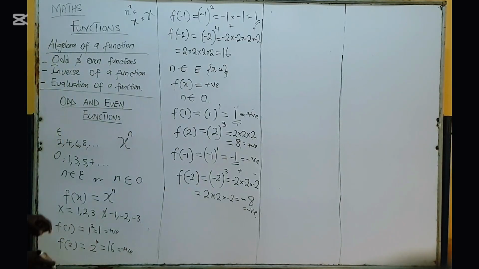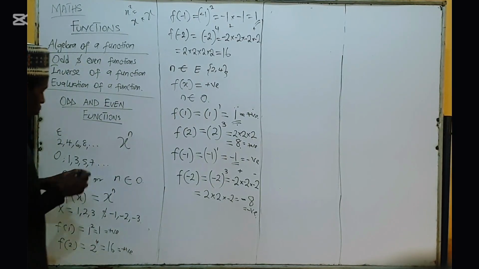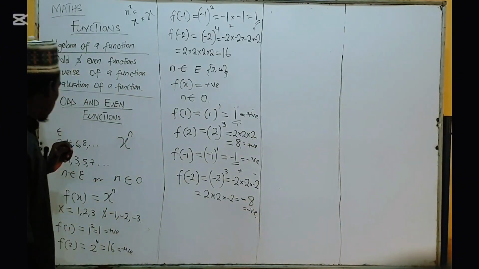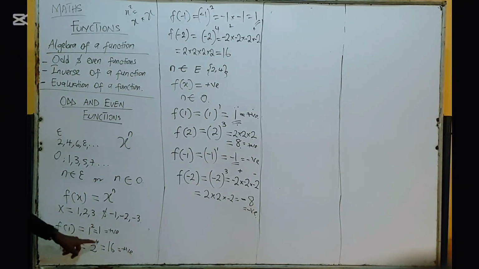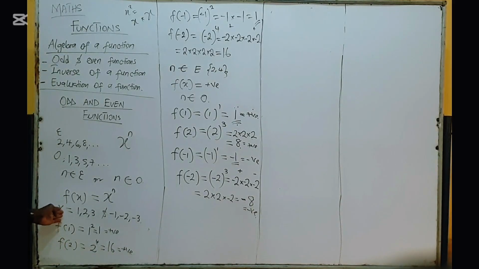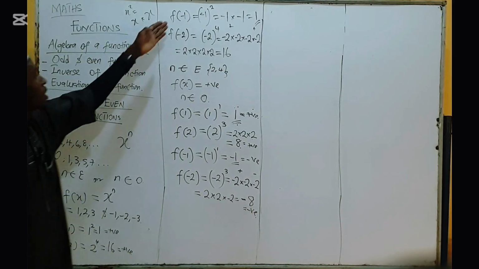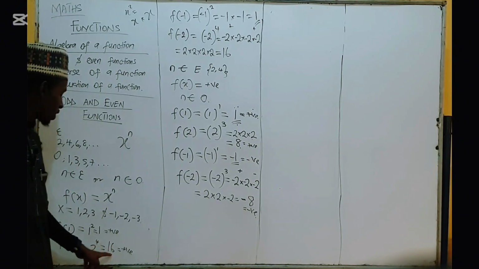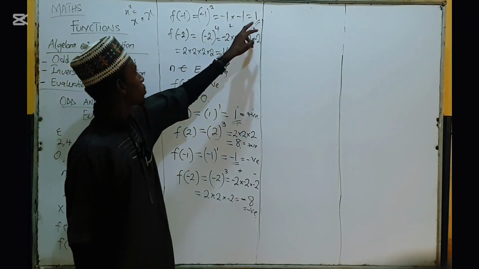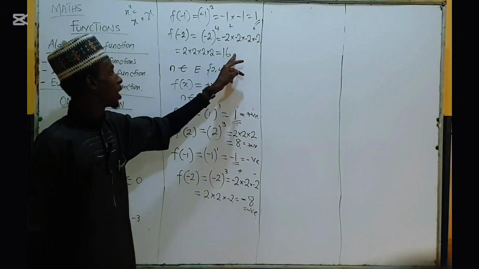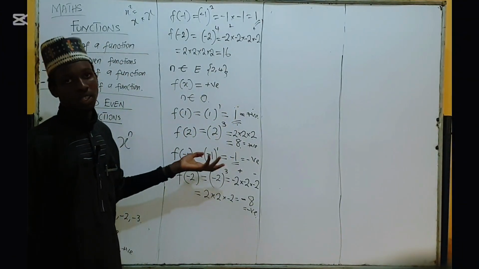So, in conclusion, when our power is even, like here 2 or 4, if we change the sign of the input from positives to negative, it will not affect our result. That is, when they are positive, it gives us 1 and 16. When they are positive here, it gives us what? 1, and when they are negative here, they give us what? 1 and 16 also. We have 1 and 16.